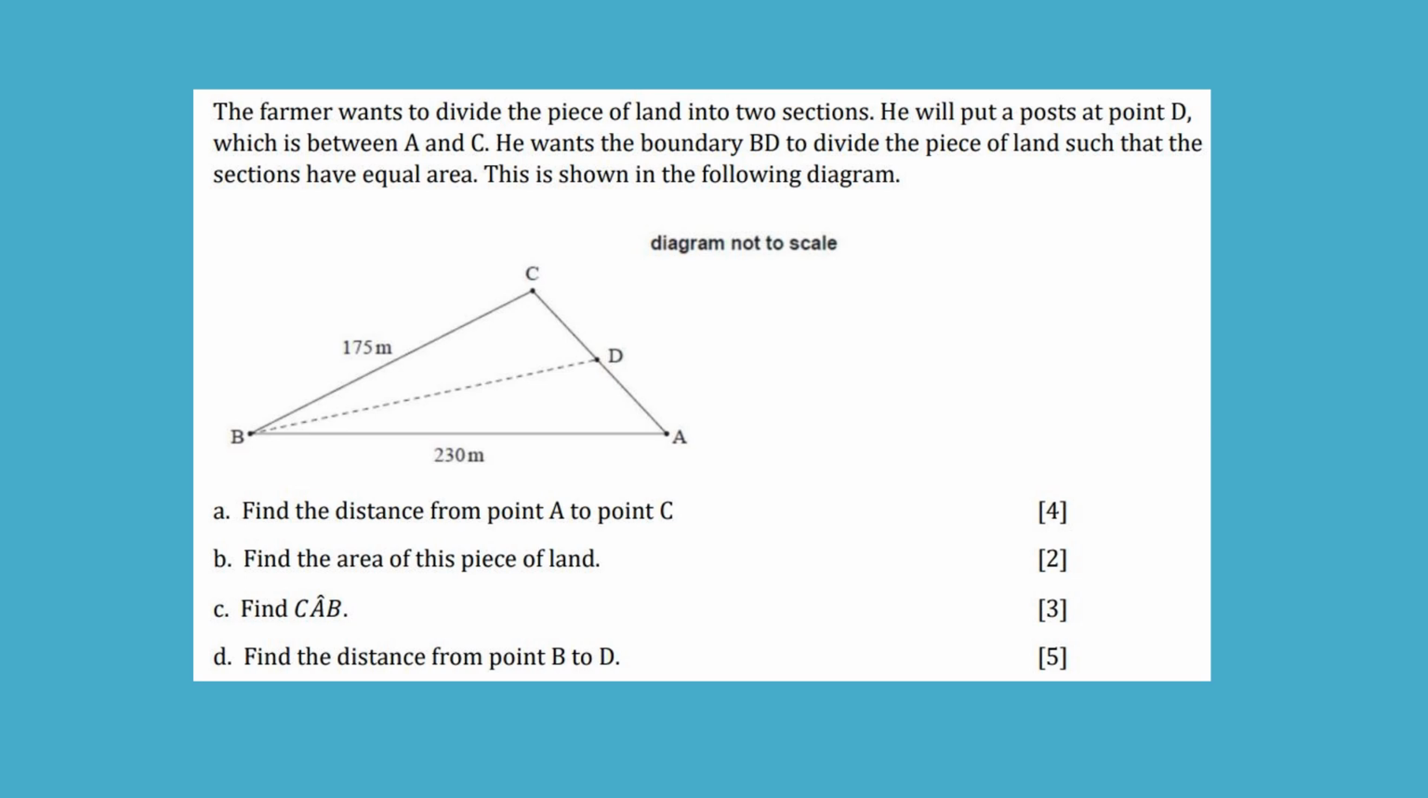Now there are questions here. We need to find the distance from A to point C; this is question A. Next, we want to find the area of this piece of land, the whole thing here. That's your answer in B. For letter C, we would like to find the angle CAB. And lastly, we would like to find the distance from point B to D. Let's try to solve each of these problems one by one in the following slides.